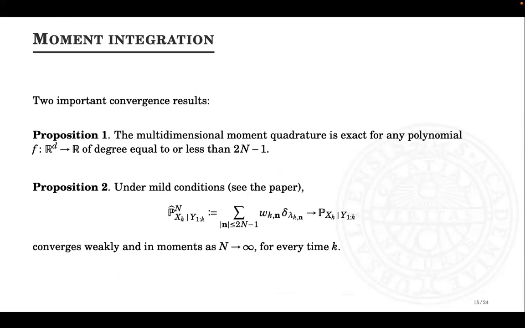Two important results: this quadrature method is exact for any multi-dimensional polynomial of degree 2n-1. A second result is that if you apply this method to the filtering problem, then in each step you do the moment integration, and this moment filter will generate a discrete distribution, using the quadrature weights and quadrature nodes as the approximation to the distribution, and it will converge weakly to the true filtering distribution. Convergence is weak and also in moments as you increase the order, for every time step.